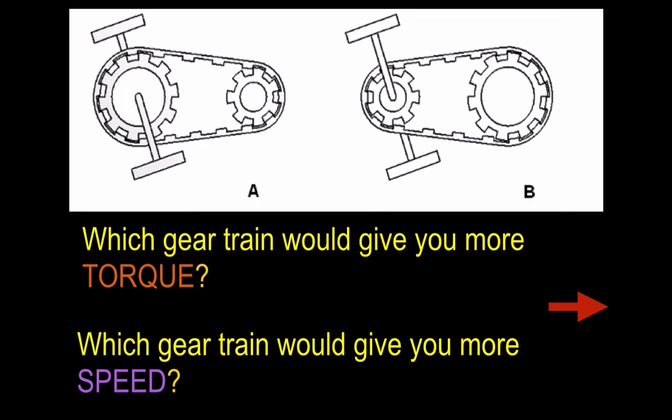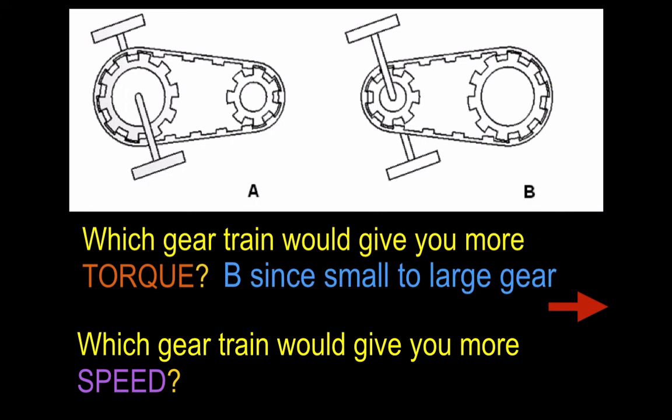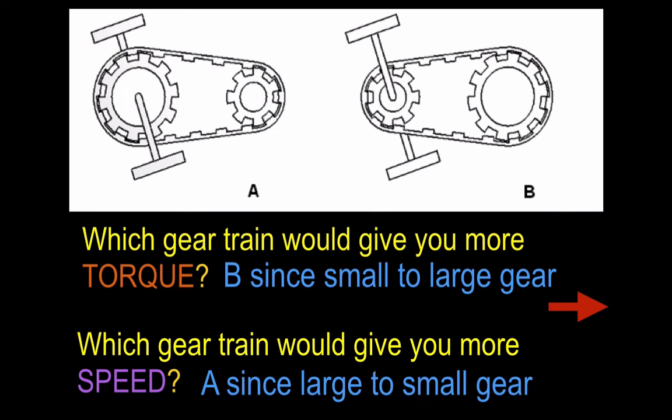Okay, so looking at A up there, we start off with a much larger gear and we go to a much smaller gear, which means we're going to be increasing our speed. So that is going to be the bottom one. On the right side, we're starting at a small gear, which is our pedal, and we're going to a larger gear. So that's going to help us create torque. So B, since it's small to large gear, and A, since it's large to small gear.